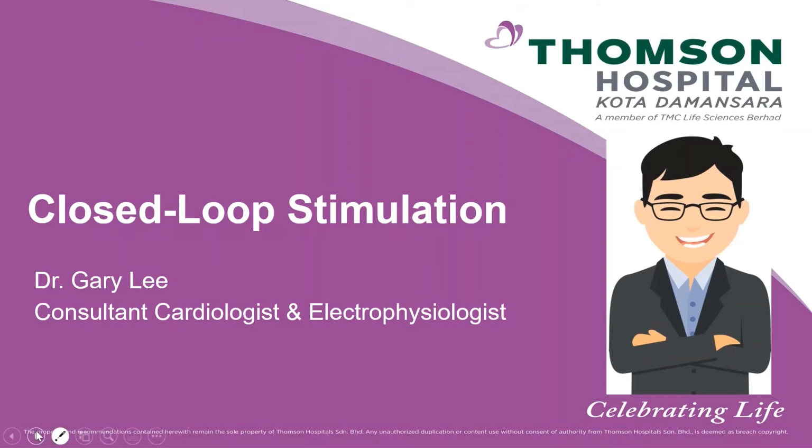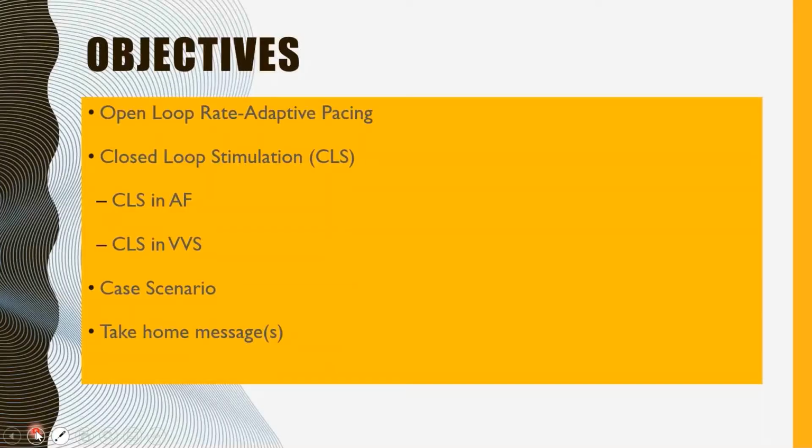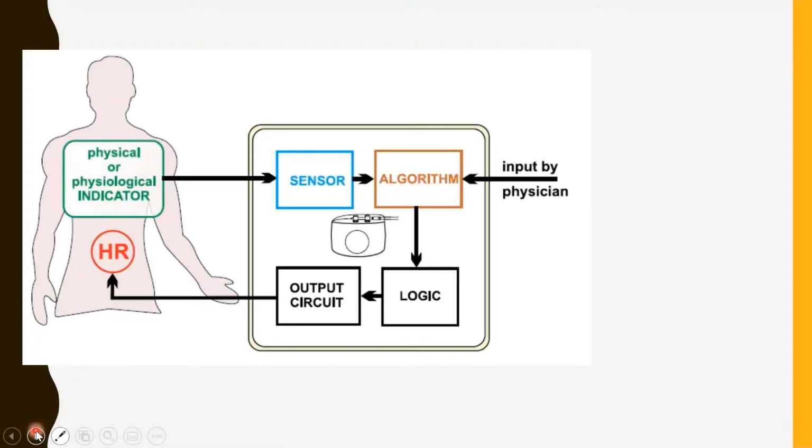So basically, for the next half an hour or so, I intend to talk about open loop rate adaptive pacing and also closed loop stimulation itself. I will talk about CLS usage in AF and vasovagal syncope, and also a case illustration to take home the message as well.